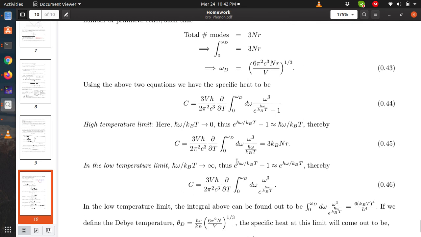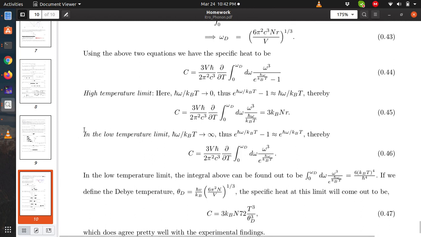Now, in the low temperature limit, it is clear to us that this term would be tending to infinity, very large. If you look at these terms, it is like considering 1001. So 1 is nothing compared to 1000 or 1 lakh. So we are going to neglect the minus 1 here and put only this term.